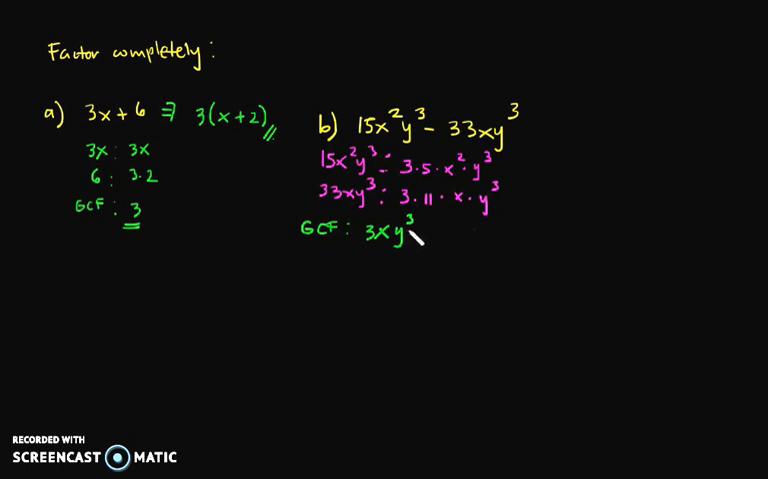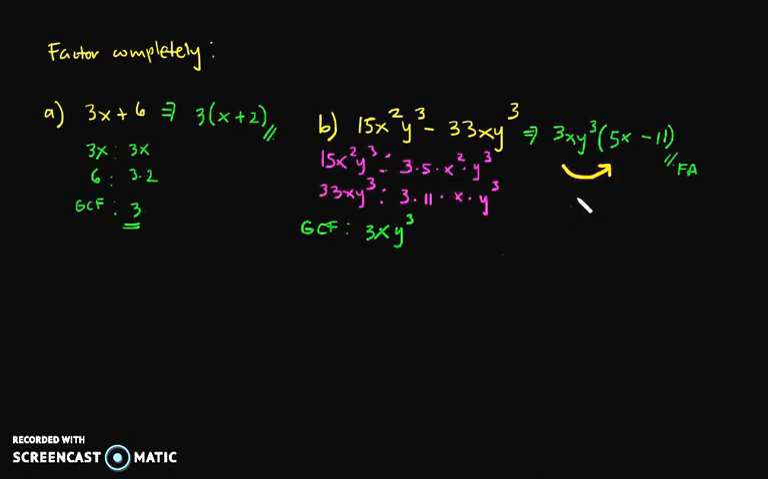So let's factor out. This will become 3xy cubed times 5x minus 11. Okay, so this would be your final answer. So let's check if our answer is completely correct. Using the distributive property, let's try to multiply again.